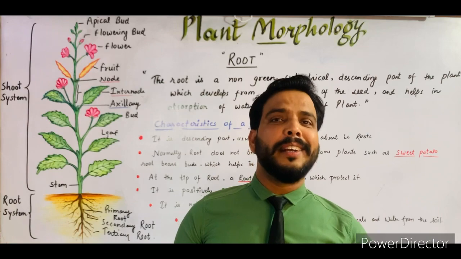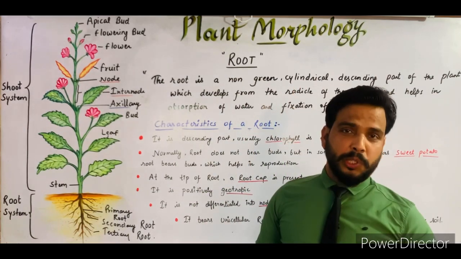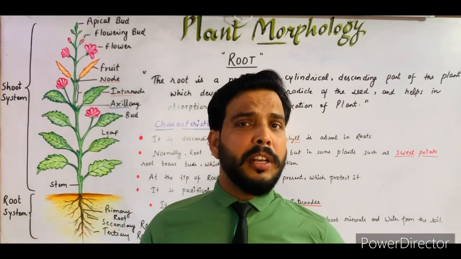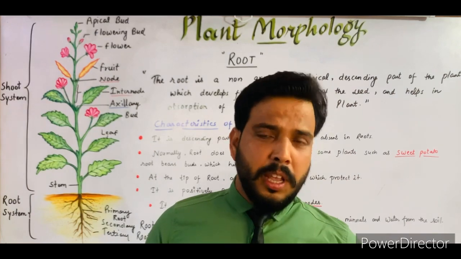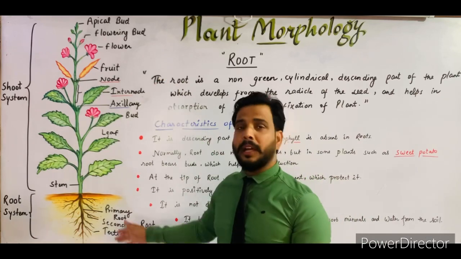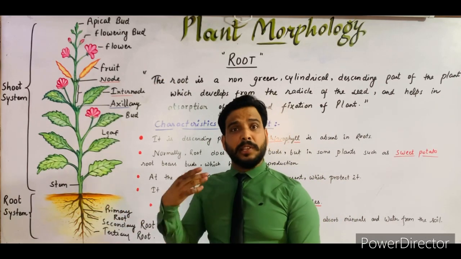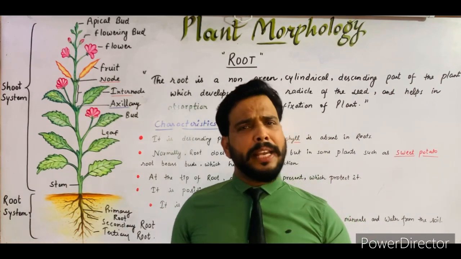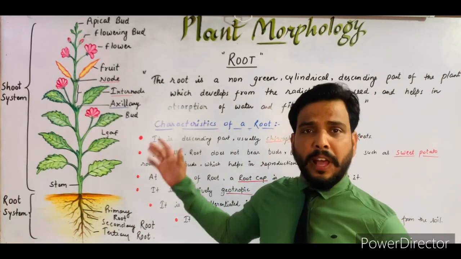As we all know, I have currently started a new topic, plant morphology. In plant morphology, we study the external structures, or external features, of a flowering plant. In my first lecture of this series, I described a flowering plant and told you how many parts can be seen externally in a flowering plant, such as root, stem, leaf, etc. In this lecture, I will start one by one with each part of a flowering plant.